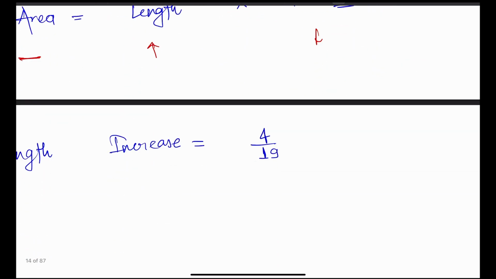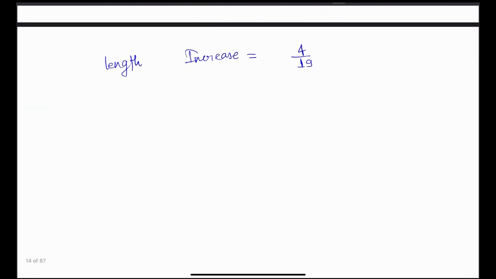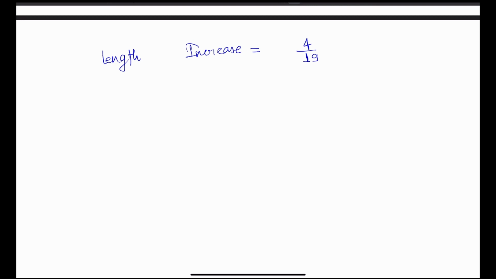So similarly, if the length increase is in the fraction of this value, the breadth decrease will be 4 by 19 plus 4. Again the same thing: if this is equal to x by y, then this is equal to x by x plus y.